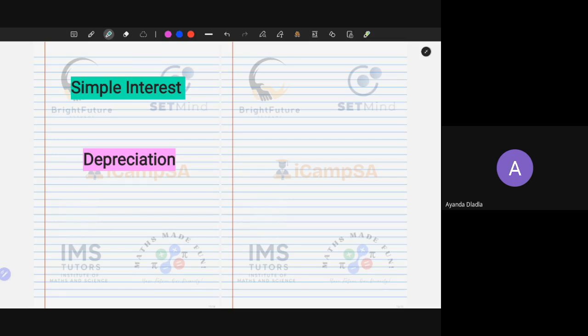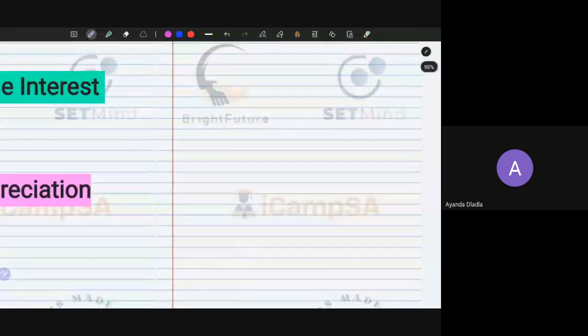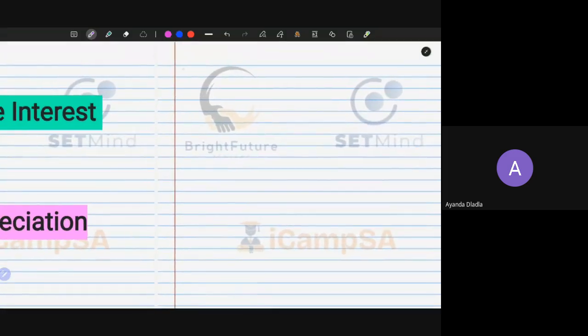So maybe before I start presenting, do we have anyone who would like to tell us what is their understanding of simple interest and depreciation? Or what is simple interest and how does it differ from compound interest? Maybe let's start there. Any volunteer, guys? So my question is to you, what is simple interest? Before we get into the calculations. Anyone?